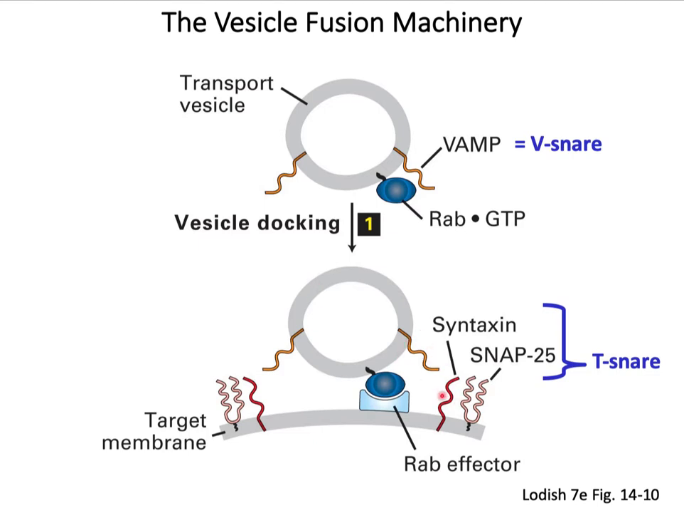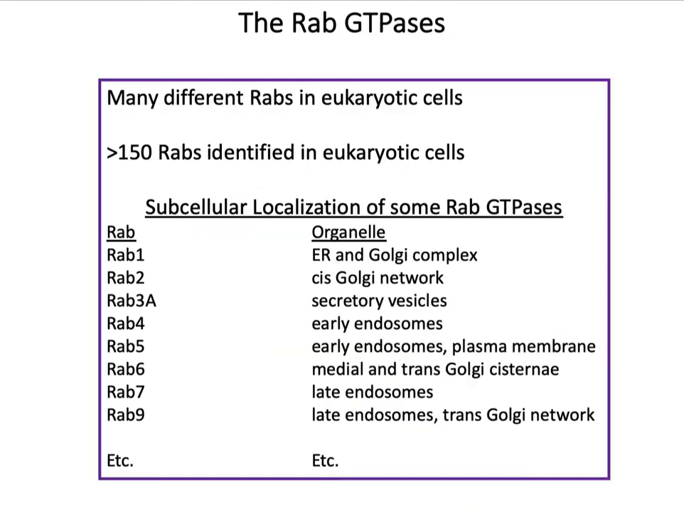So the vesicle reaches the target membrane, and now it knows that this is the target membrane because of the specific interaction between the Rab and what is known as a Rab effector. You can think about this as the Rab receptor. And there is specific interaction between the syntaxin and the SNAP25, which make up the T-snare. So this vesicle is at the correct target membrane because the Rab is bound to its receptor and the V-snare is bound to the T-snare.